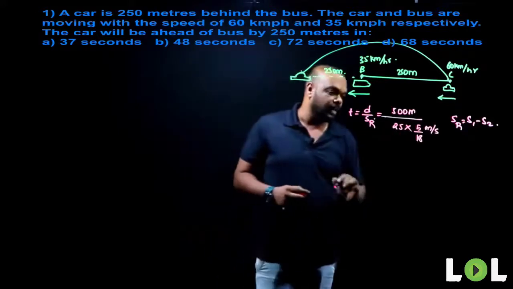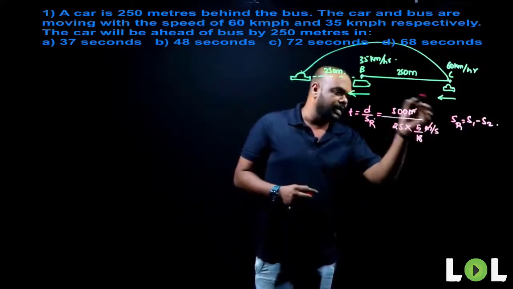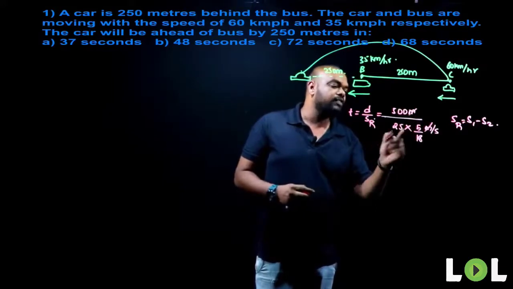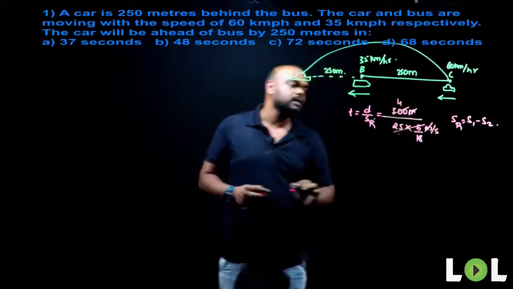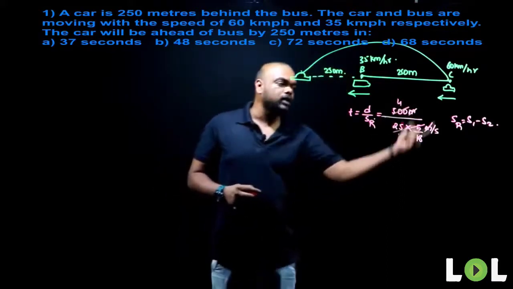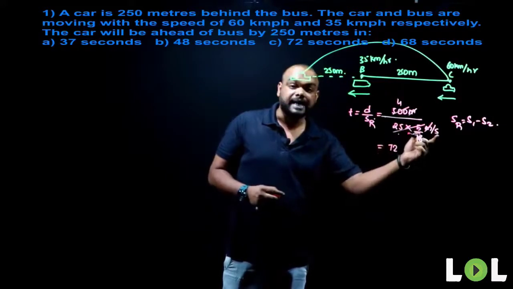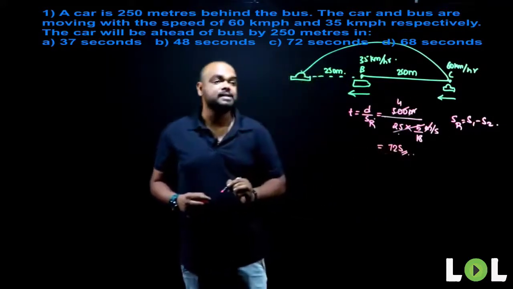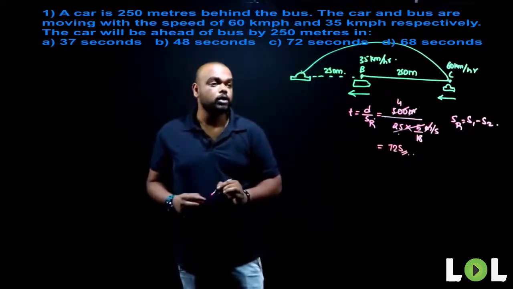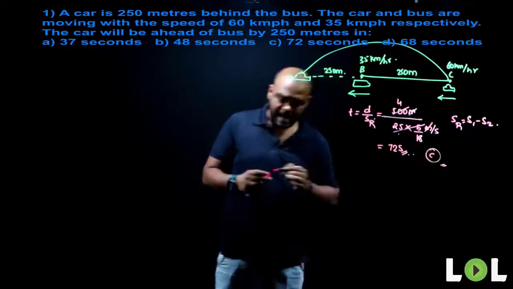So here it is 5 by 18. So what happens? Meters cancel, 18 goes to the numerator. 25 into 5 is 125. 125 into 4 is 500. 18 into 4 is 72. What is the unit left out? Seconds. Seconds also come to the numerator. 72 seconds is my answer. Do you have the option? Option C must be my answer. I am repeating.